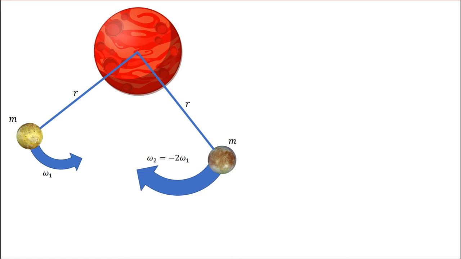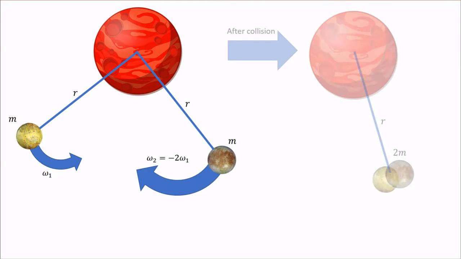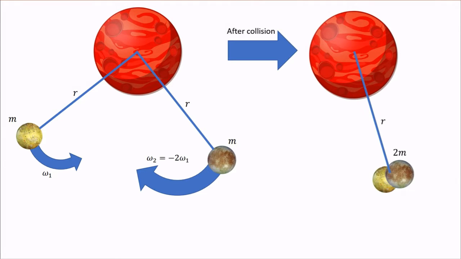Imagine that two moons are orbiting a planet. The moons have the same mass, but one moon has double the angular velocity of the other, but in the opposite direction. Since these two moons are at the same radius away from the planet, they are headed for a collision. Let's assume that after the collision, they get smushed together into a single larger moon, and no mass is lost. What will be the angular velocity of the combined moon after the collision?